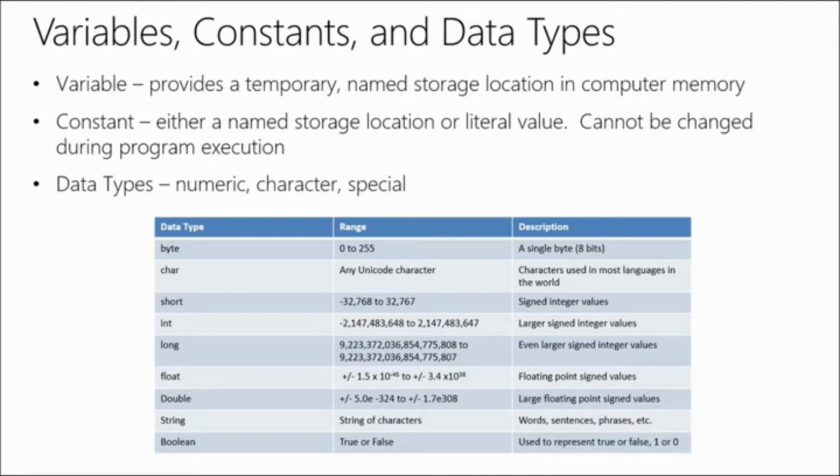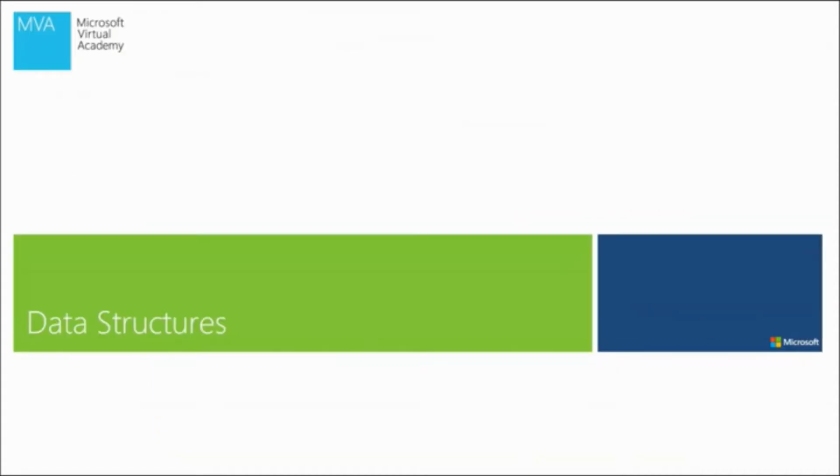So again, at a very high level, these are variables, constants, and data types that you'll work with in your program itself. And these are the core pieces that allow you to represent the real-world data that you'll need to work with in your program. So now that we've seen how we can represent single individual pieces of information, a character, a number, words and sentences, we need to talk about how we can store multiple pieces of potentially related information in our system. And this is where we focus on data structures.